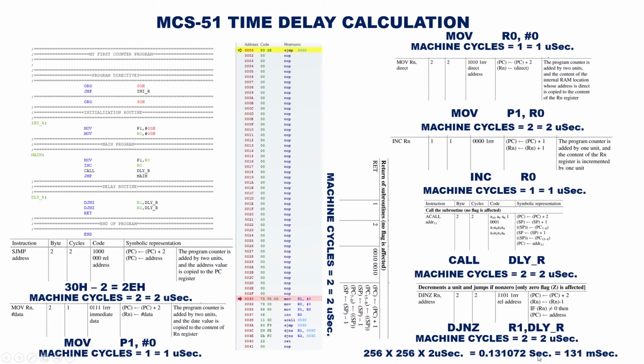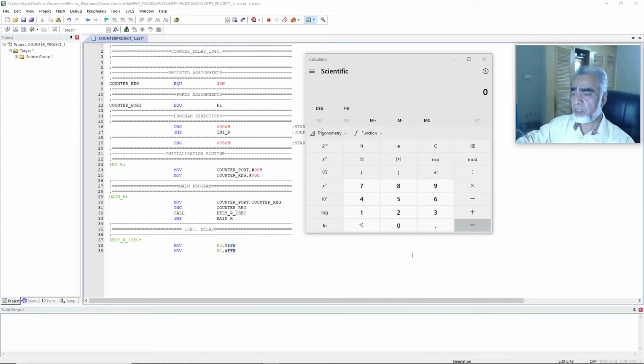We have the delay, that is 131 milliseconds. So if we use three registers with the same value, that is FFH, then what will be the delay? So here we will write 256 into 256 into 256 multiplied by 2 to the power minus 6, that is 2 microseconds. So here we find that we will have an approximate delay of 33.554432 seconds, but we want to make a delay of 1 second.